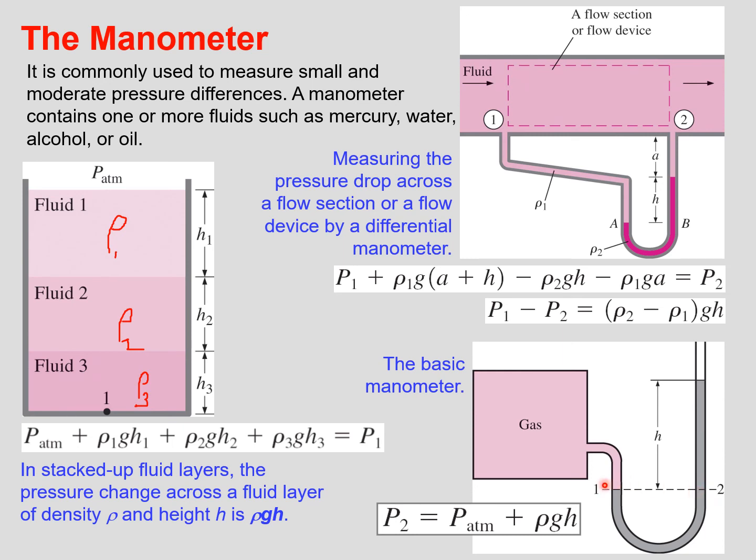And then you can jump right across to here because the pressure here is the same as the pressure there because it's the same fluid in the bottom part. And since this gas is connected to that, it's pretty easy to find that. P2 is equal to P atmosphere plus rho g times H.